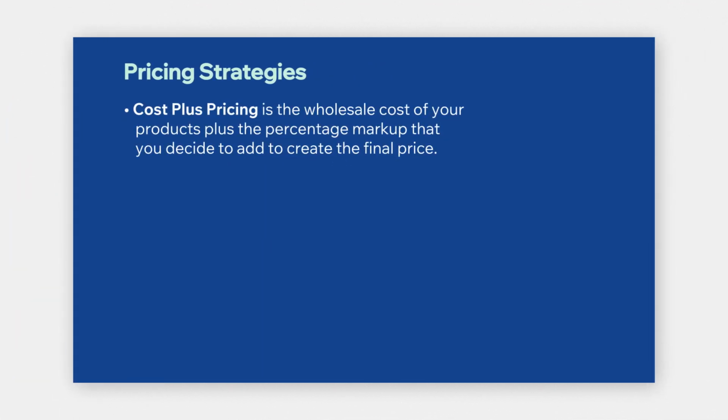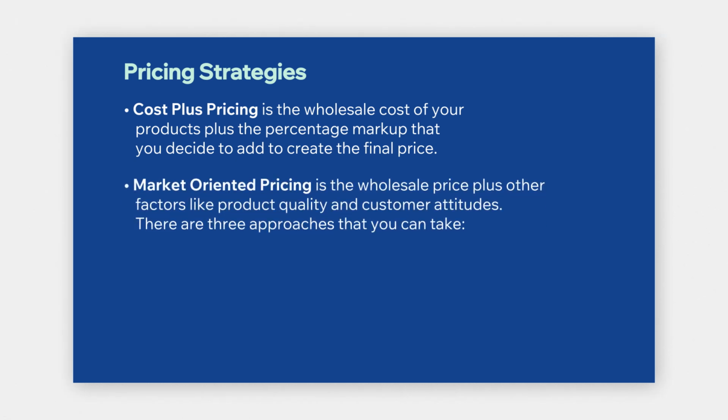There are several ways that you can approach this. The first theory that we're going to talk about is cost plus pricing. Basically, this is the simplest way that you can do your pricing. You take the cost of the product, whatever price you paid wholesale, plus the markup percent, whatever you decide your markup percentage is, and then that's the price that you're going to charge your customers. Another approach that you can take is market-oriented pricing, which takes the product's cost plus other factors, such as additional costs that you may have to account for, the quality of the product, or situations or contexts that have to do with your customer.